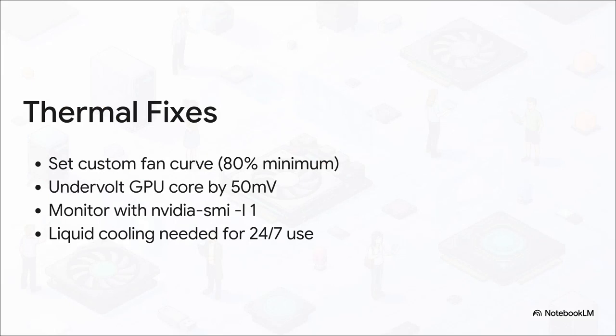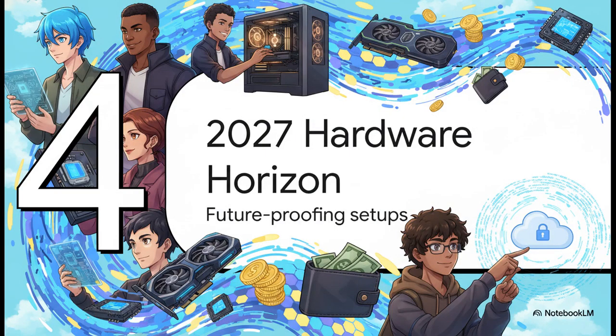So, to protect your hardware and maintain that precious 45 tokens per second speed, you have to take manual control. These specific fixes are mandatory, folks. First, set a custom fan curve so it never drops below 80% during inference. But more importantly, undervolt your GPU by dropping the core voltage by 50 millivolts. It's a tiny adjustment, but it can lower your temperature significantly with almost zero performance loss. And honestly, if you're planning to run this 24/7, aftermarket liquid cooling isn't a luxury anymore. It's a hard requirement.